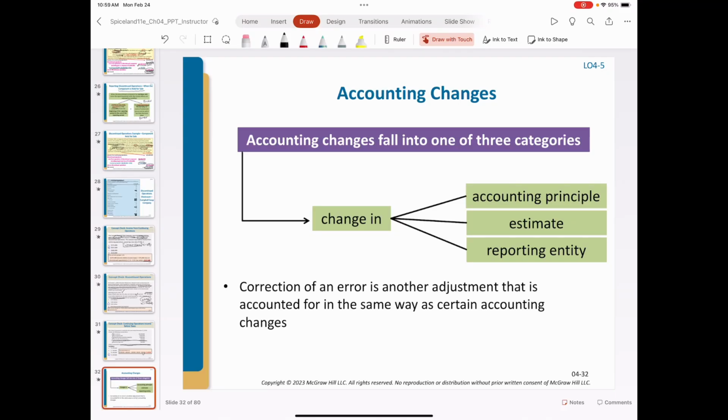We learned from the prior slides that accounting treatments have impact on the numbers or the financial statements. If there are any changes in accounting, how do we account for this change in the financial statements? Accounting changes fall into three categories. One is a change in accounting principles or in accounting standards. Next is change in estimate. Last is change in reporting entities. Also, I will talk about the accounting treatment for the correction of prior errors in the financial statements.